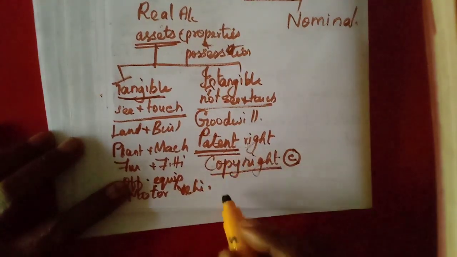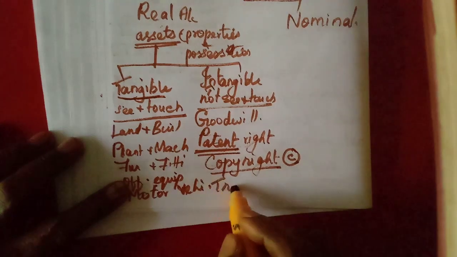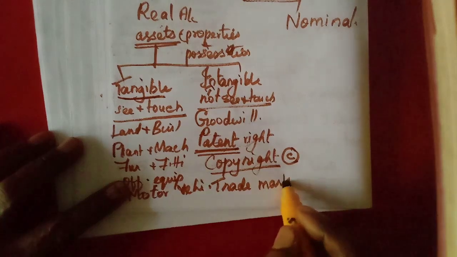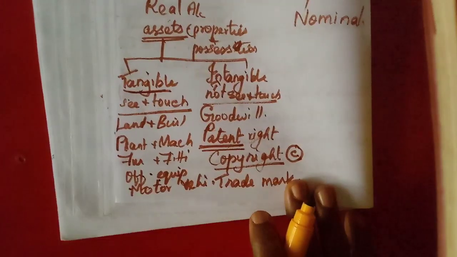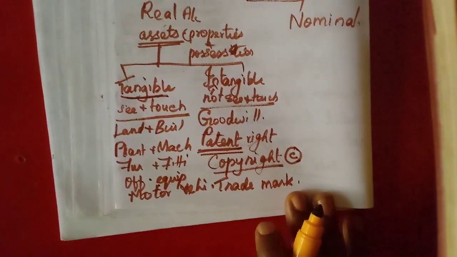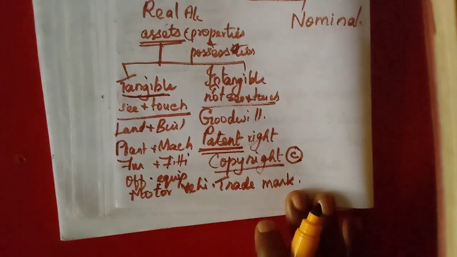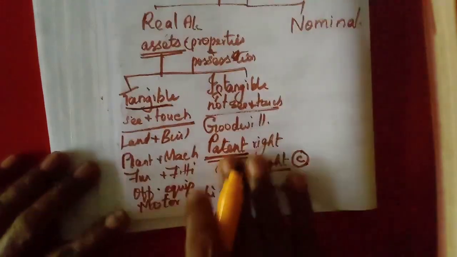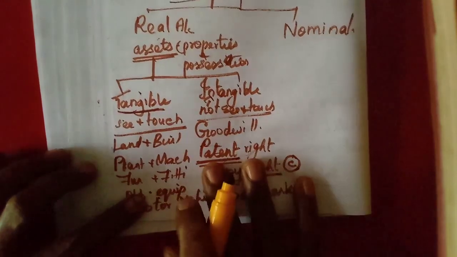Trademark. This is also an intangible asset. A company will have one sign. By seeing that sign, we think, okay, this is this product. So that has some value, and it will not be given to anyone else. So all these are the intangible assets.